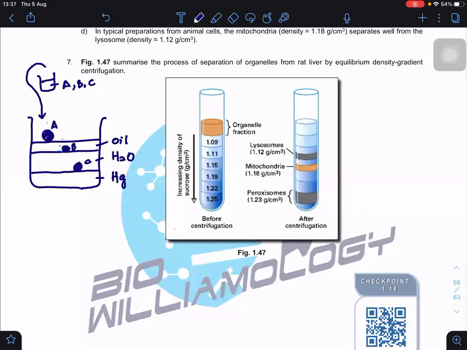So just now we know that, for example, lysosome, mitochondria, okay, in this case, go peroxisome because this is an animal cell, okay, the rat liver. So that's why you don't have chloroplast. Can you see that? Are you clear?